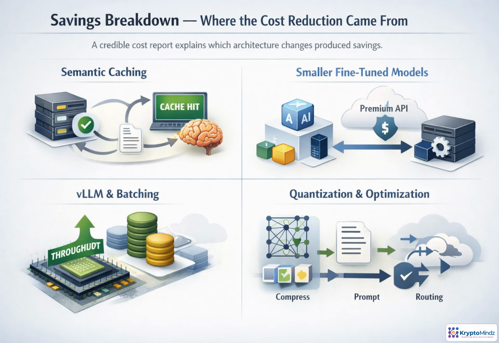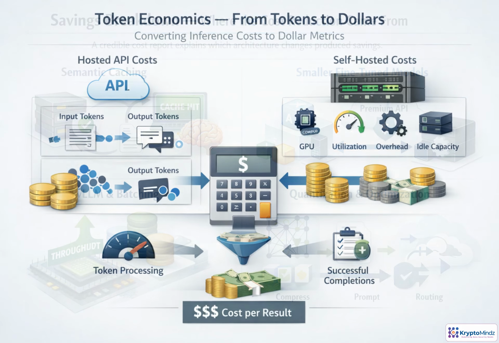A strong savings story does more than say, "We cut cost." It identifies the engineering levers behind the number. Semantic caching removes duplicate work by answering repeated requests from stored results. Smaller, fine-tuned models handle routine traffic without premium API prices. LLM and batching improve GPU utilization, making each generated token cheaper. Quantization reduces memory needs. Prompt compression cuts token volume. Routing limits expensive fallbacks to cases that truly need them. When each contribution is measured separately, the cost reduction becomes explainable, repeatable, and trustworthy.